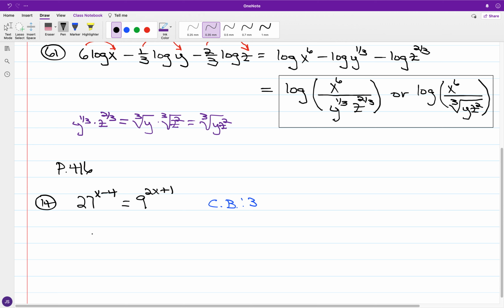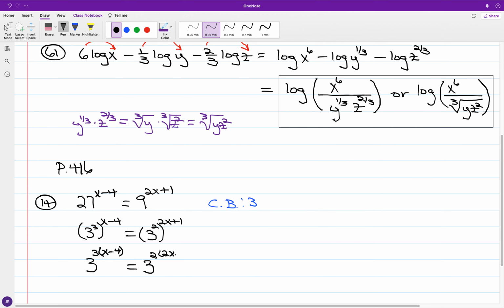For 27 to the x minus 4, 27 is going to be 3 cubed, and we have that to the x minus 4. And for 9, 9 is going to be 3 squared, and this will be taken to the 2x plus 1 degree. And again, with the power property of exponents, I'm going to multiply the powers together on each side.